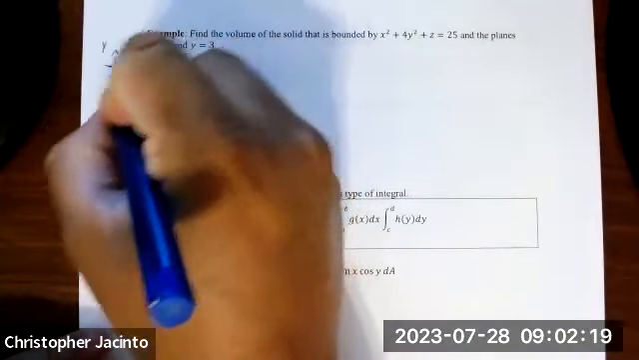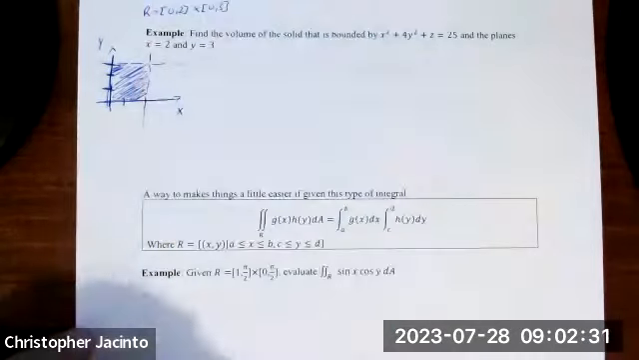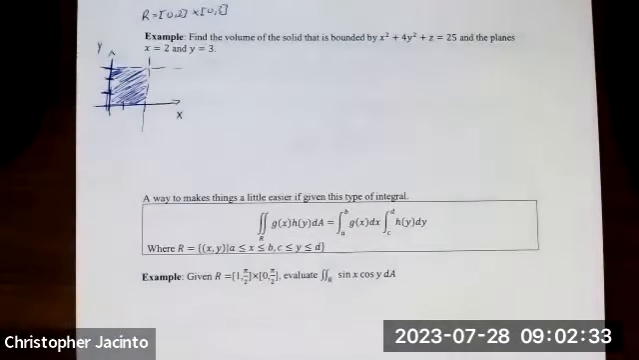So it is in the same form we have it. Our rectangle is going to be from 0 to 2 and 0 to 3. It's just a different way of giving it to you. So that part is the same.